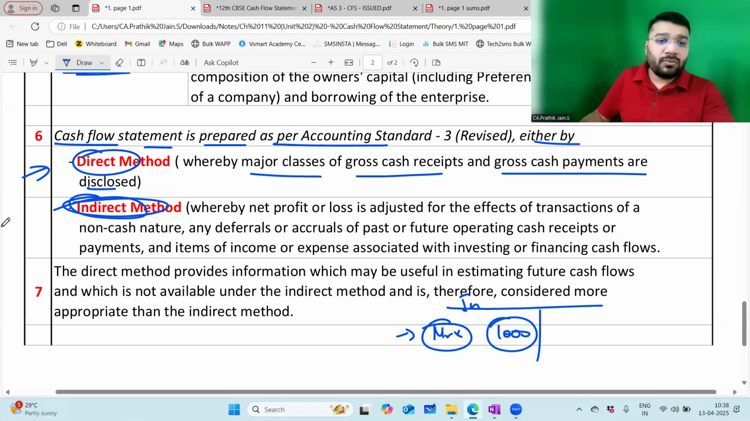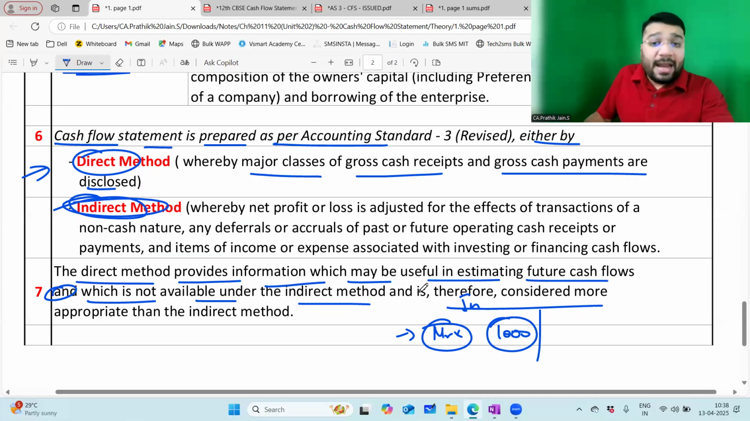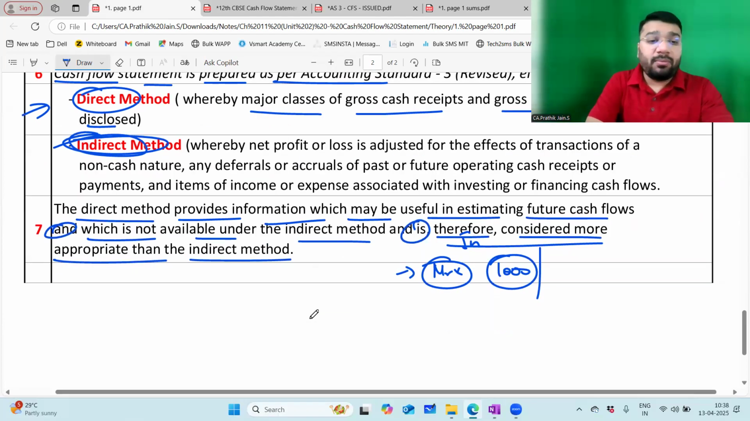Now, the direct method provides information which may be useful in estimating future cash flows, which is not available under the indirect method, and is therefore considered more appropriate than the indirect method. Any problem?